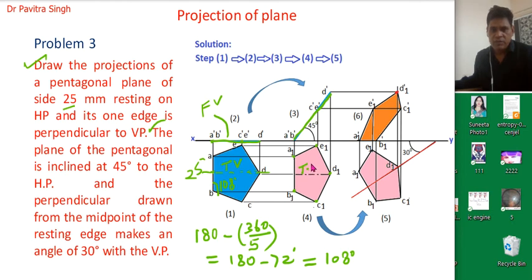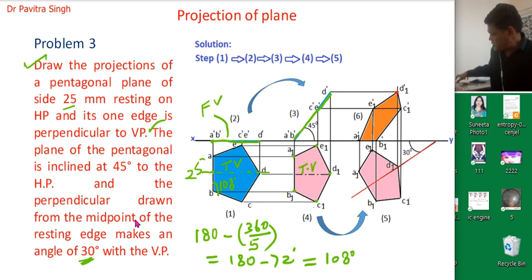So this is actually the top view. We will connect all these points A1, B1, C1, D1, E1. So we will get this new shape or surface which is inclined 45 degrees with the horizontal plane. Again we will follow the third condition, which is given that this plane is again inclined 30 degrees with the vertical plane.